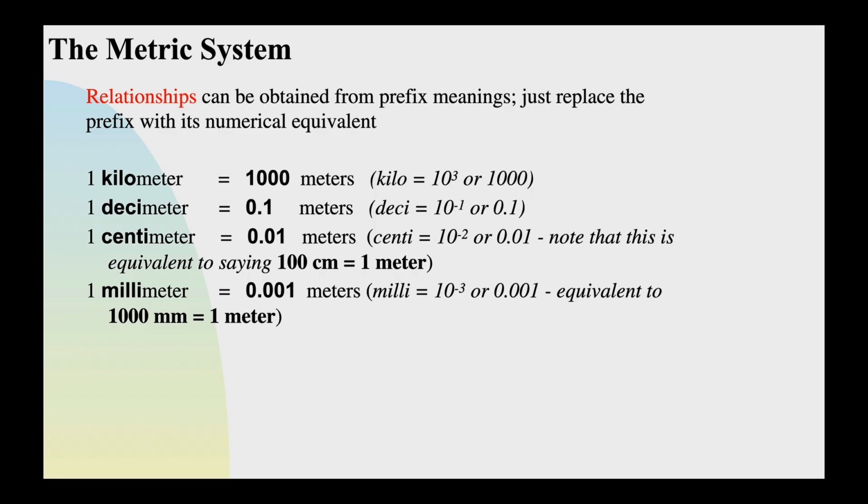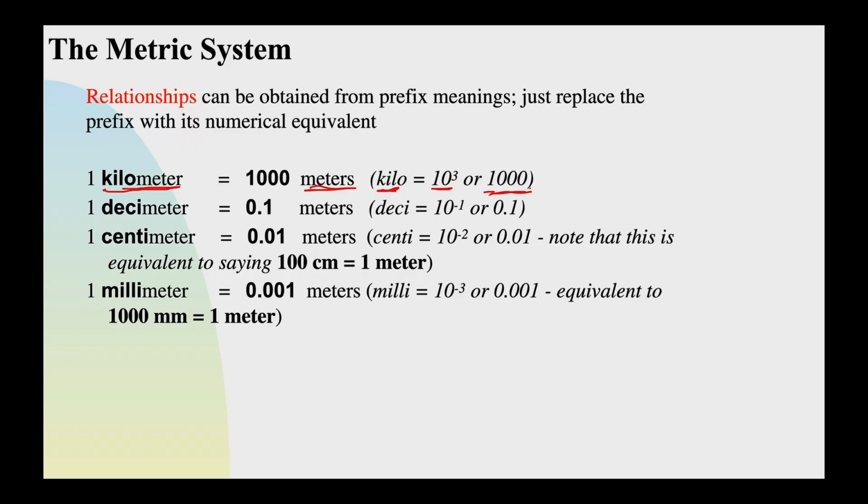And here's some examples for length, which is something we'll use quite a bit. Here's a relationship between a kilometer and a meter. And remember earlier we saw that kilo was 10 to the third, and 10 to the third in scientific notation is 1,000. So that means there's 1,000 meters in a kilometer, all right? And there's decimeter, which is used a lot. So there's 0.1 meters in a decimeter. Honestly, that's not used very much, but it's a good example.